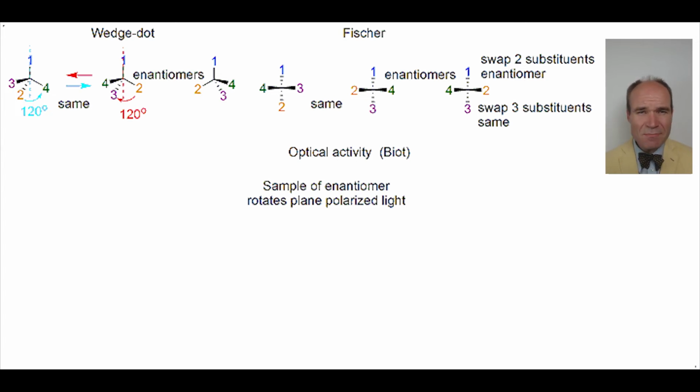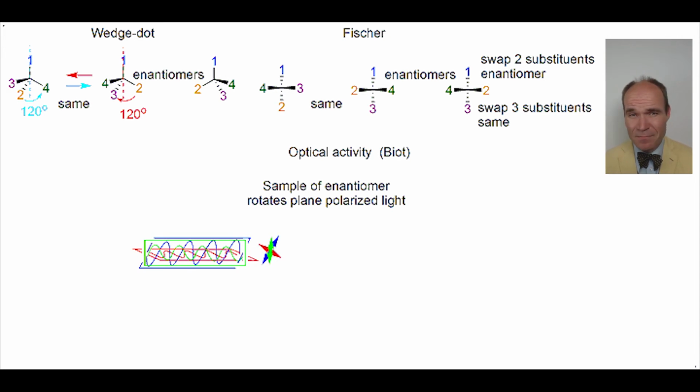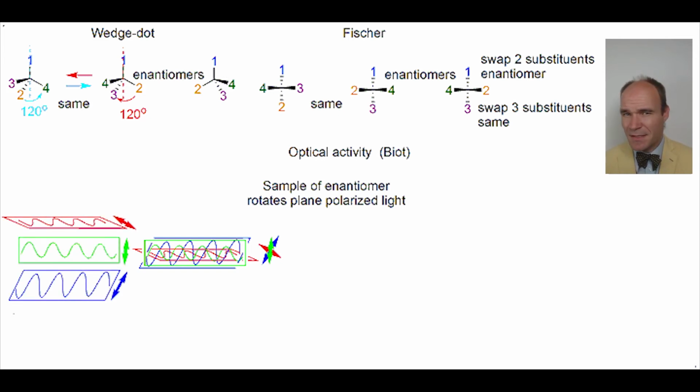Light has properties that means it can be regarded as a wave. The waves can come in multiple planes that can be represented by a double arrow. Let's break down ordinary light into some of its planes. The first step in studying the optical properties of an enantiomer is to place a filter in the path of the light that only lets through one wave plane. Now we have plain polarized light.